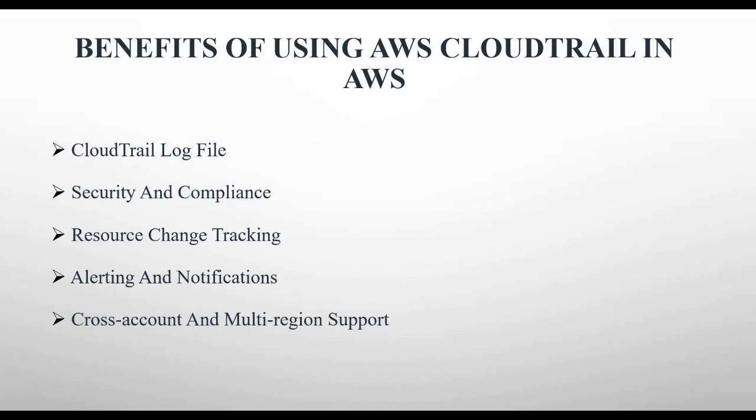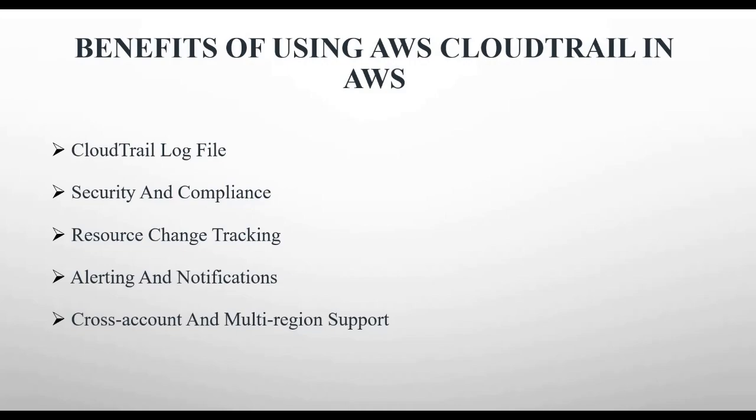The next is resource change tracking. AWS resource changes over time can be tracked with CloudTrail. This helps with resource management and troubleshooting by helping to spot configuration changes, authorization changes, or resource removals. The next is alerting and notification. Businesses can configure alerts and notifications for a variety of events that are logged in CloudTrail logs. Proactive monitoring makes prompt responses to urgent situations possible.